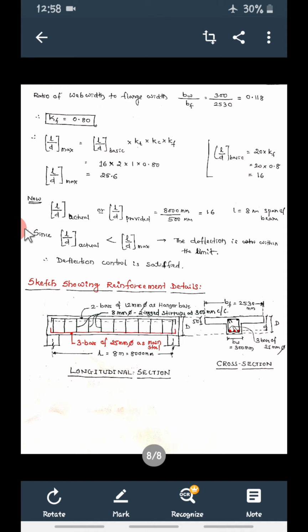Next, one more design is there, that is the cantilever beam. So far we have seen only simply supported beams. Suppose a cantilever beam is there, how to design that we are going to see in the next class. That is the last design in this module number 3.